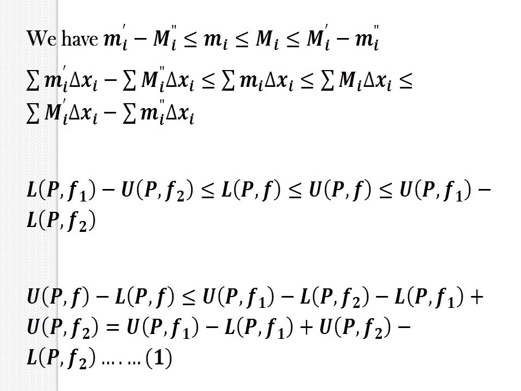Thus, upper limit of f minus lower limit of f will be less than or equal to upper limit of f1 minus lower limit of f1 plus upper limit of f2 minus lower limit of f2. Here we rearrange the terms.